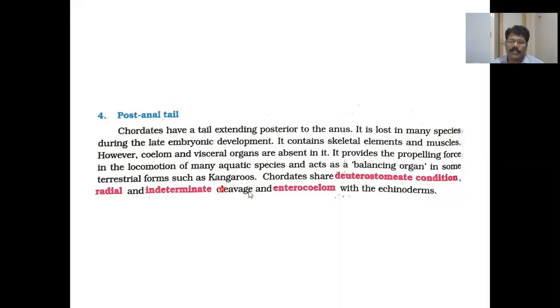And the chordates share some characters with echinoderms. These are deuterostomes, and they show radial symmetry, and they show indeterminate cleavage. That means the fate of the blastomeres is not fixed. And these are enterocoelom. That means the coelom is derived from the enteron, that is the gut.